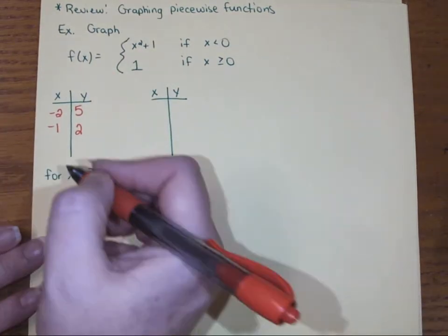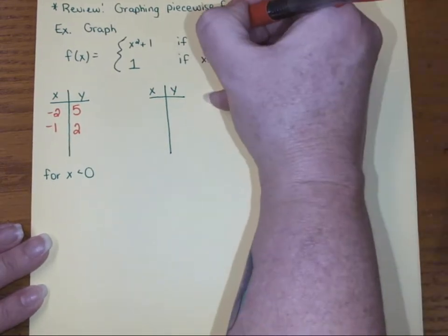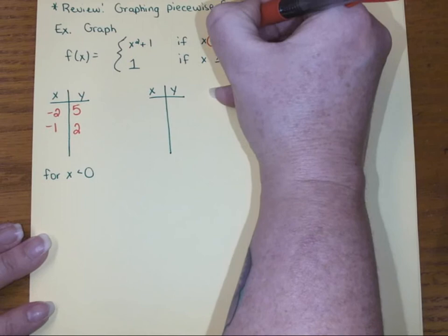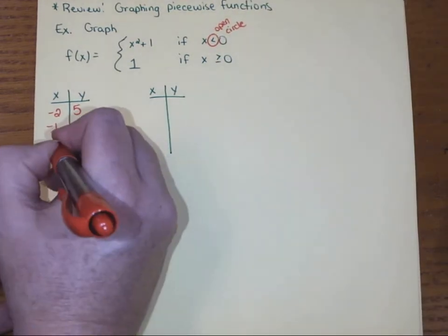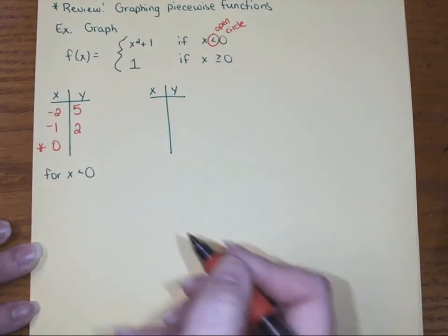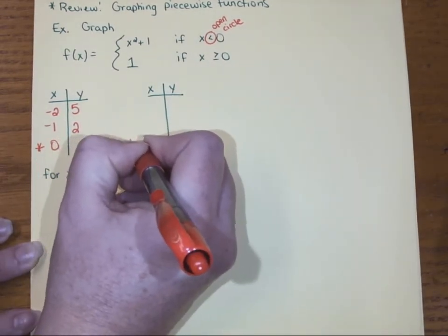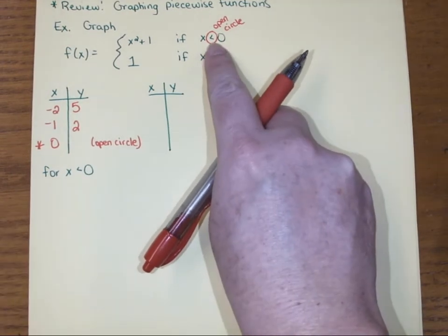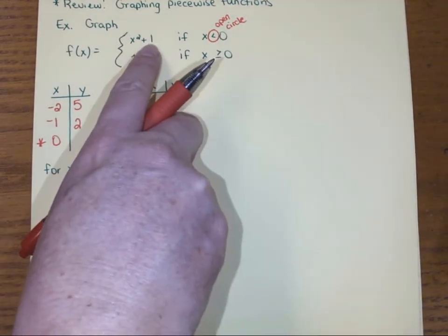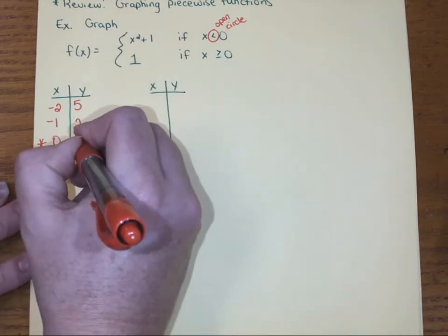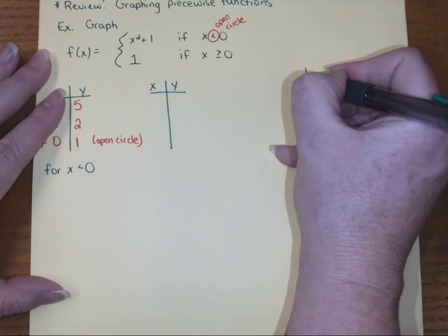I'm going to note that this is just plain old less than, so that means there's an open circle here. But we need to know where that open circle is, so I am going to plug in 0, and make a note for myself that this is where an open circle would be. If you plug in 0 here, 0 plus 1 would be 1. I just need to realize that's going to be an open circle when I graph it.